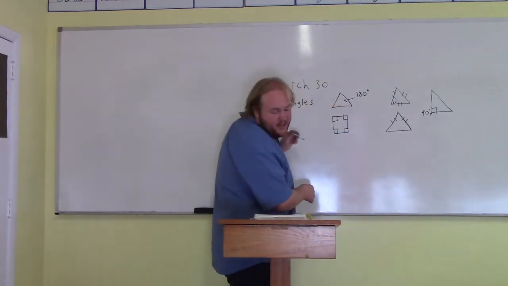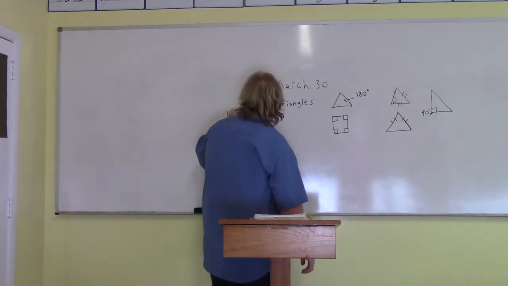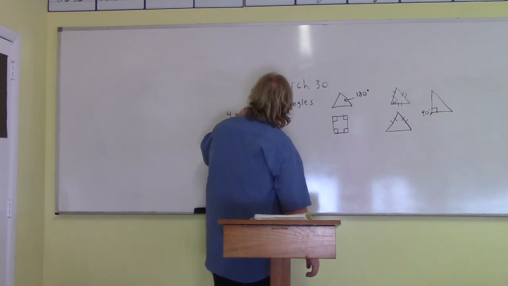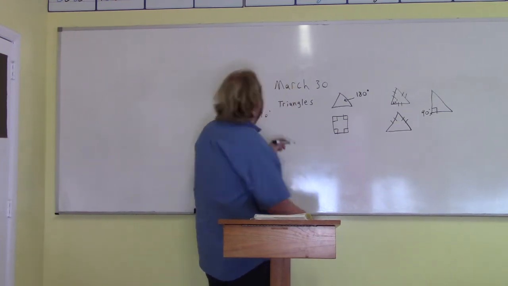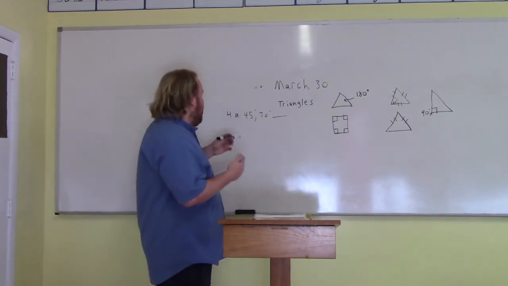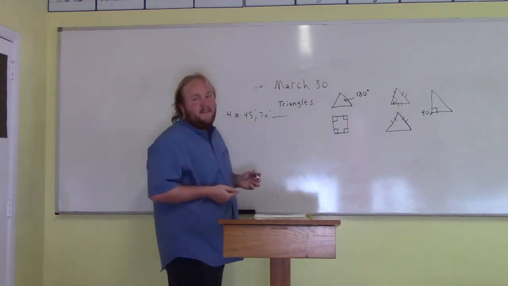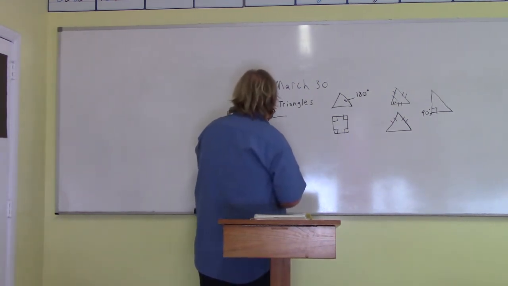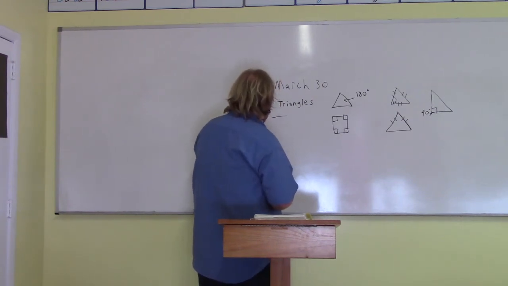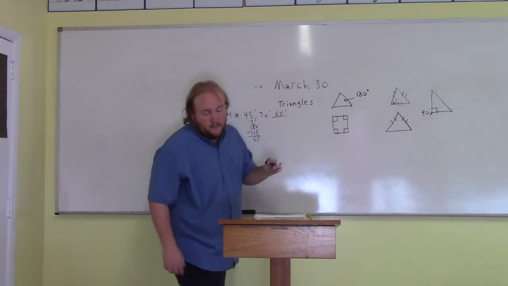All right, so this is class practice 4A. We've got 45 degrees, 70 degrees. So how do we solve for our missing angle? That's right. We've got to add these two together and subtract from 180. 45 plus 70 is 115. So you go 180 degrees minus 115. Should be 65 degrees for your missing angle. Hope you all got that.